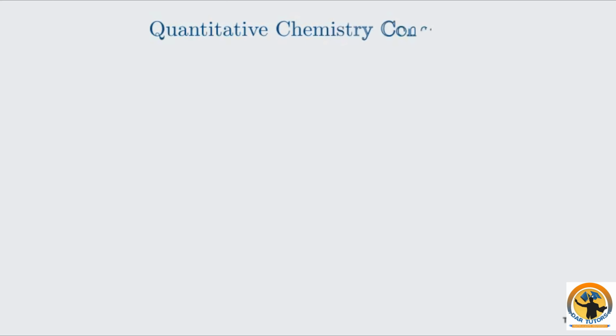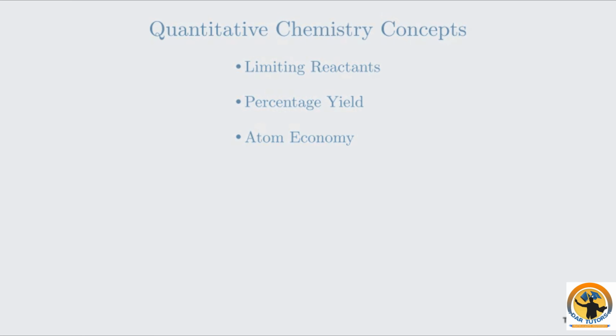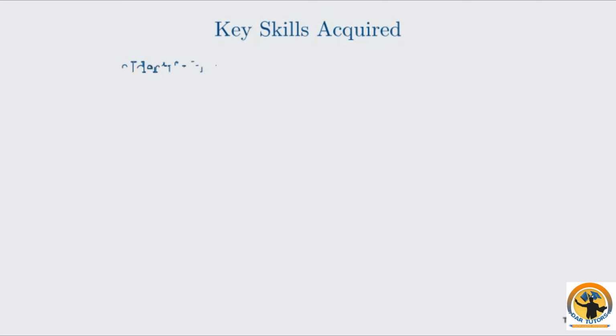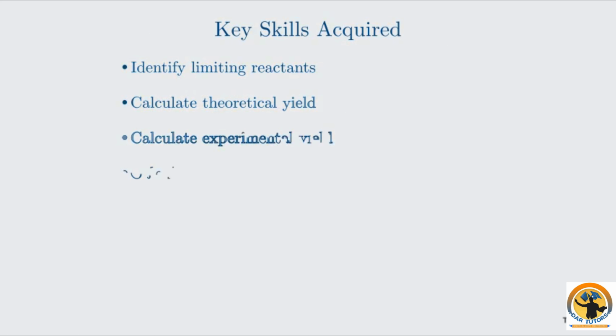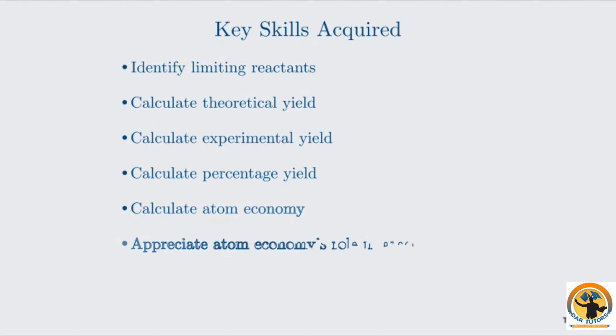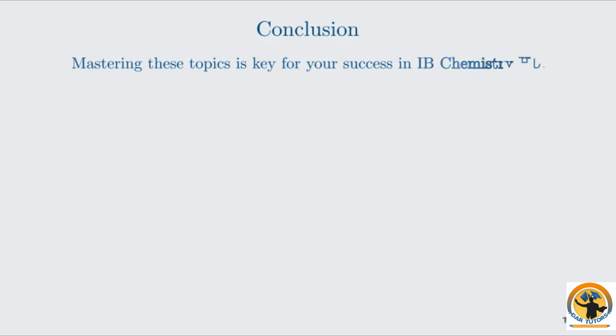In this video, we've covered the essential quantitative chemistry concepts of limiting reactants, percentage yield, and atom economy. You should now be able to confidently identify the limiting reactant in a reaction and calculate the theoretical yield, experimental yield, and percentage yield. You should also be able to calculate atom economy and appreciate its importance in green chemistry. Understanding these principles is not just about calculations, but about appreciating the efficiency and sustainability of chemical processes. Mastering these topics is key for your success in IB Chemistry HL.